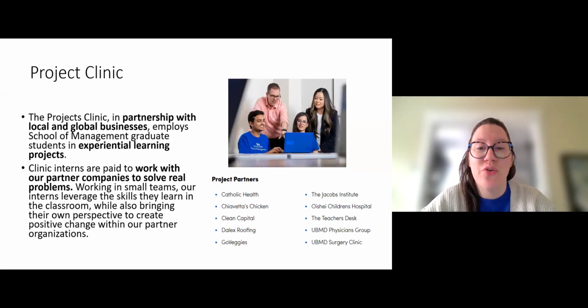So some of our partners are Catholic Health, which is a hospital, Chevetta's Chicken, which if you're not from Western New York, it's not barbecue chicken. It's like a sauce that goes on it. It is fantastic, but they're a company out here. Clean Capital, Dalix Roofing, Go Veggies, the Jacobs Institute, Oshai Children's Hospital, the Teacher's Desk, UBMD Physicians Group, UBMD Surgery Clinic, and a lot of others.